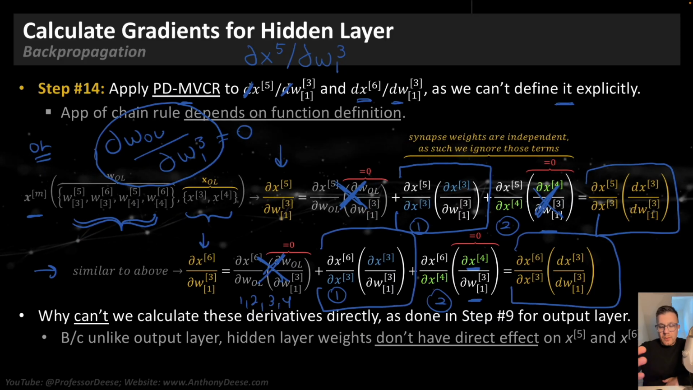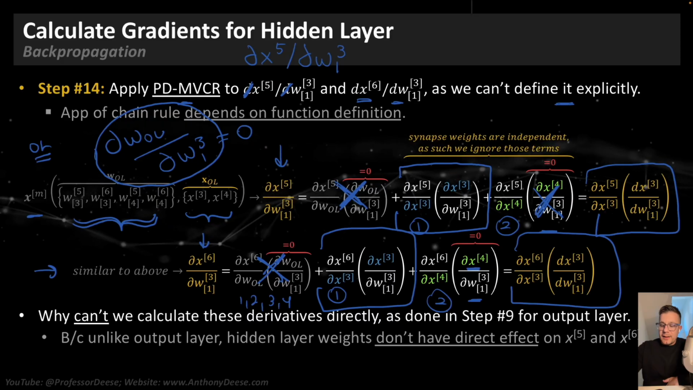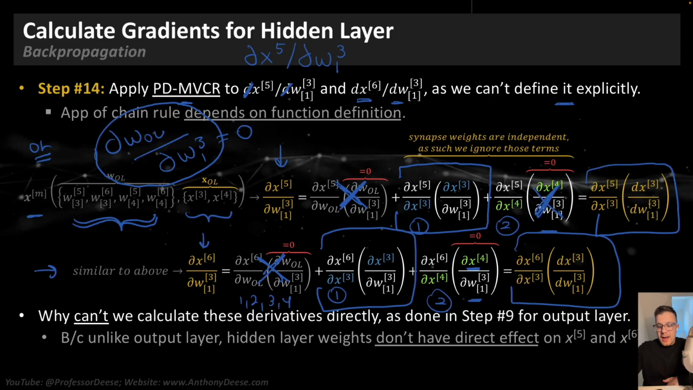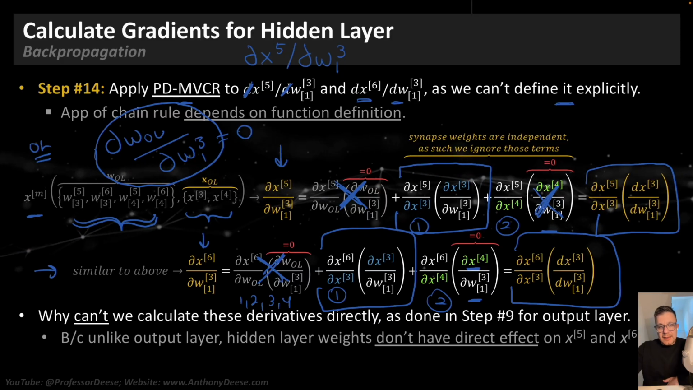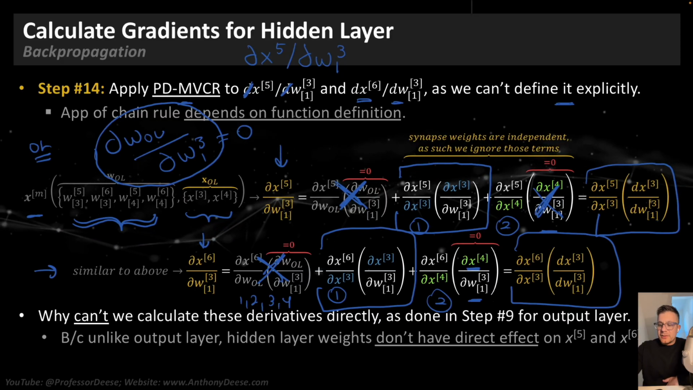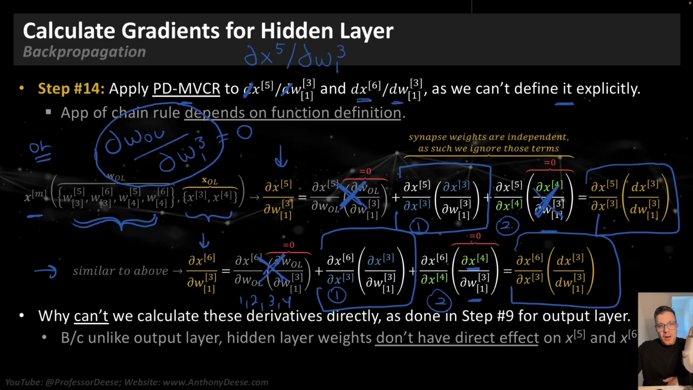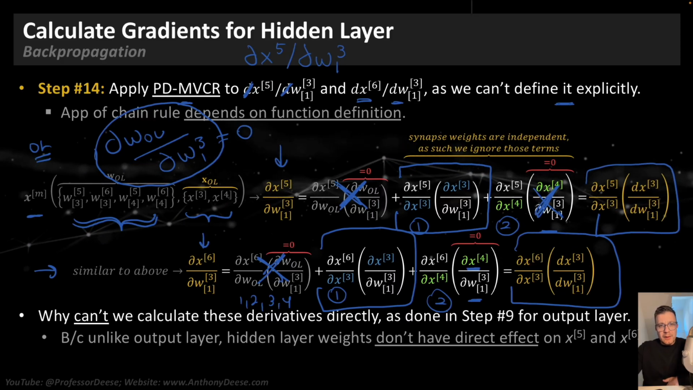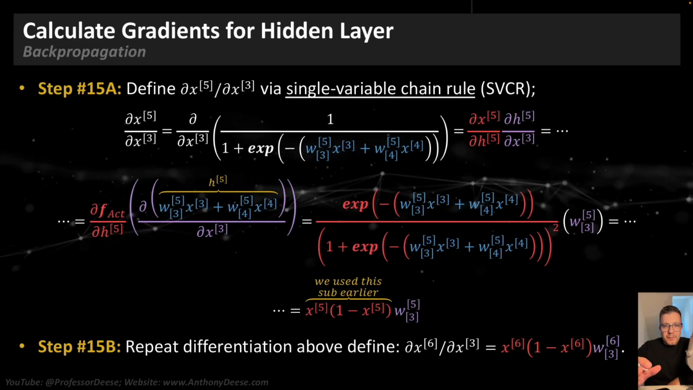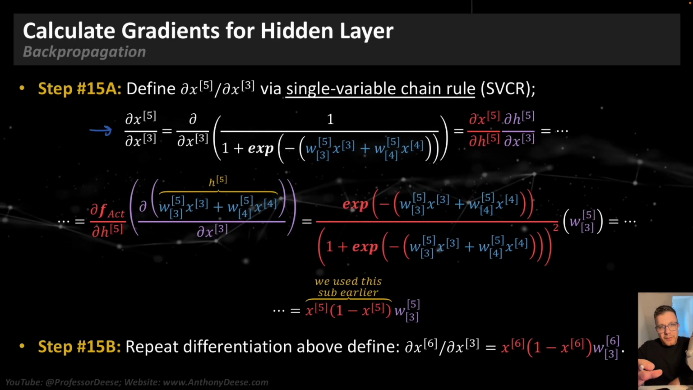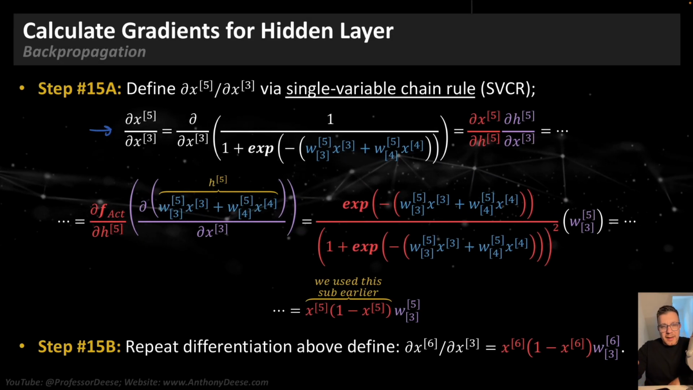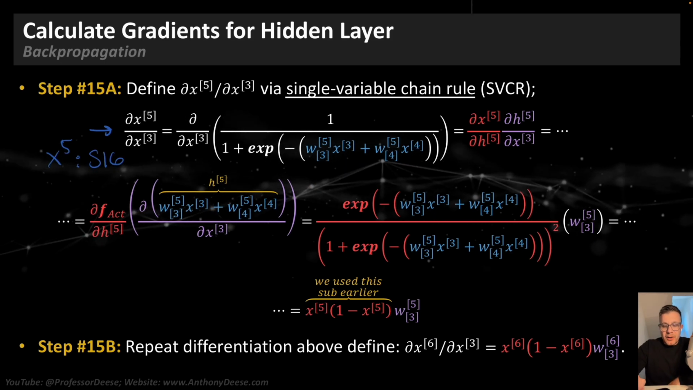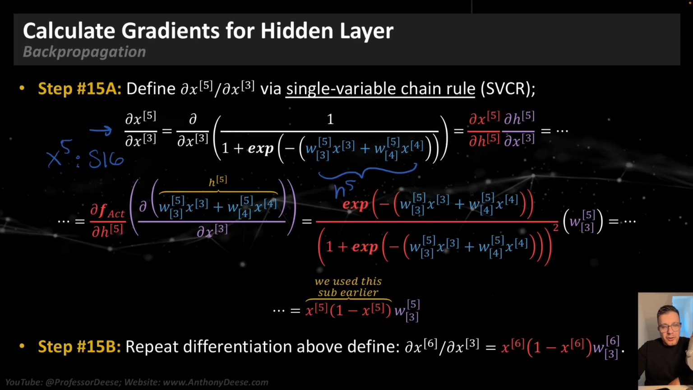Now, one question that I want to ask is, why can't we calculate these derivatives directly as done in step number 9 as part of our derivation for the output layer? And the answer is that unlike the output layer, the hidden layer synapse weights don't have a direct effect on the network outputs X5 and X6, nor a direct effect on the error components E5 and E6. Step 14 demonstrated that we need to define the partial derivative of state X5 with respect to state X3. We yield state X5 by applying the sigmoid activation function to the weighted sum H5 shown in blue.